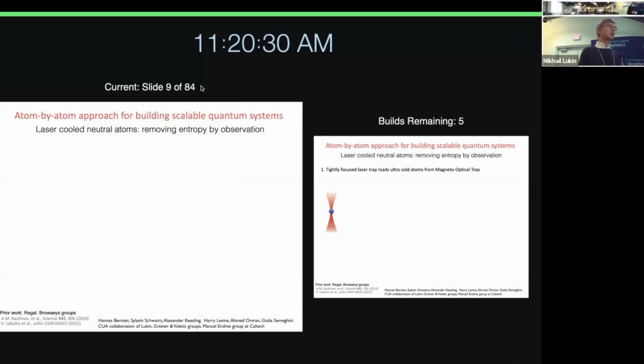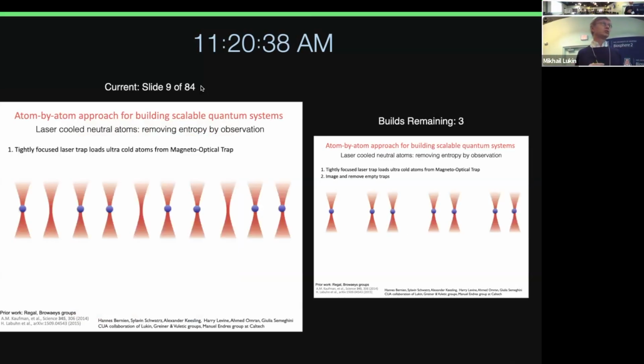The way most of these systems work in modern days is that you don't start with just one tweezer, but with by now thousands of tweezers, and you try to load them all at the same time. Often, this loading is not perfect. In most cases, loading is something like 50%, which means the system has classical entropy.